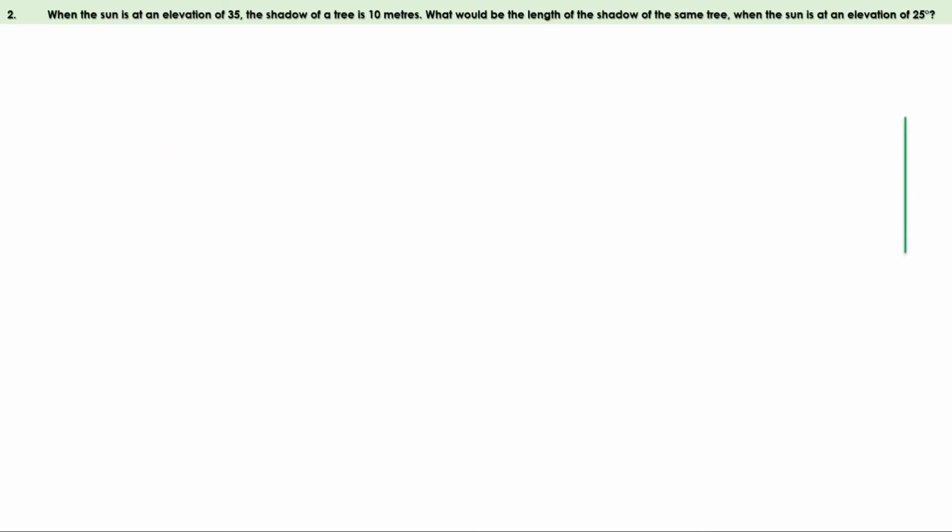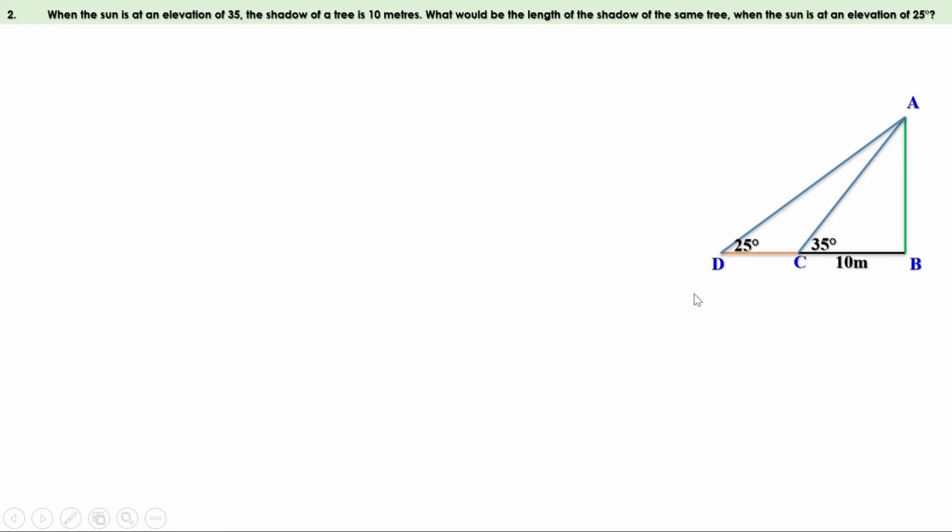When the sun is at an elevation of 35 degree, the shadow of the tree is 10 meters. That is, when the sun rays are coming through this point, this length is the shadow and it is 10 meters. Given that this angle is 35 degree and this is 10 meters. Now when the sun is at an elevation of 25 degree, the sun rays come through this point like this. Therefore this length is the shadow of the tree. Given that this angle is 25 degree and we have to find this length. Let us give a name.